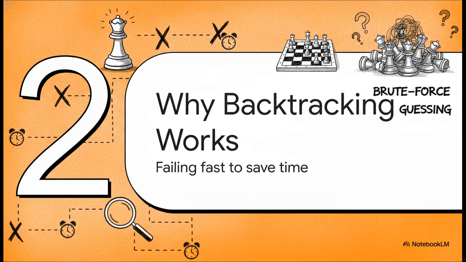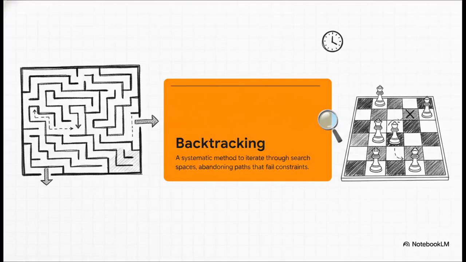Moving on to section 2, why backtracking works. So why exactly is backtracking the go-to method for this, instead of just brute force guessing? To put it simply, backtracking is a systematic way to explore all possible solutions. You build them one piece at a time, and, this is key, you completely abandon paths that can't possibly lead to a valid solution. Think of it like navigating a giant maze.